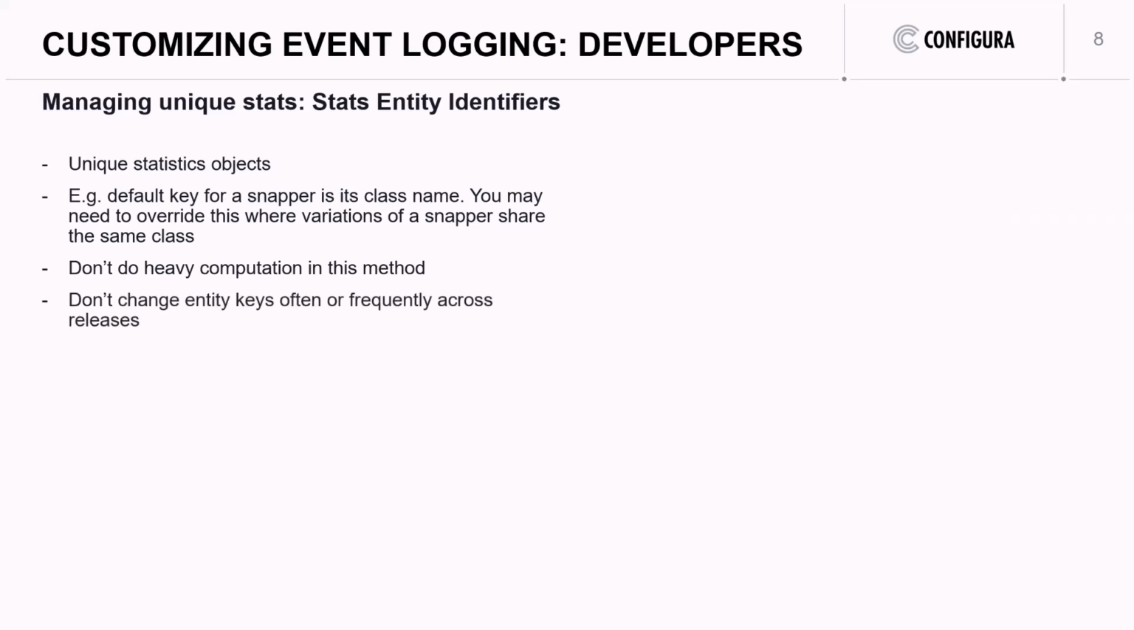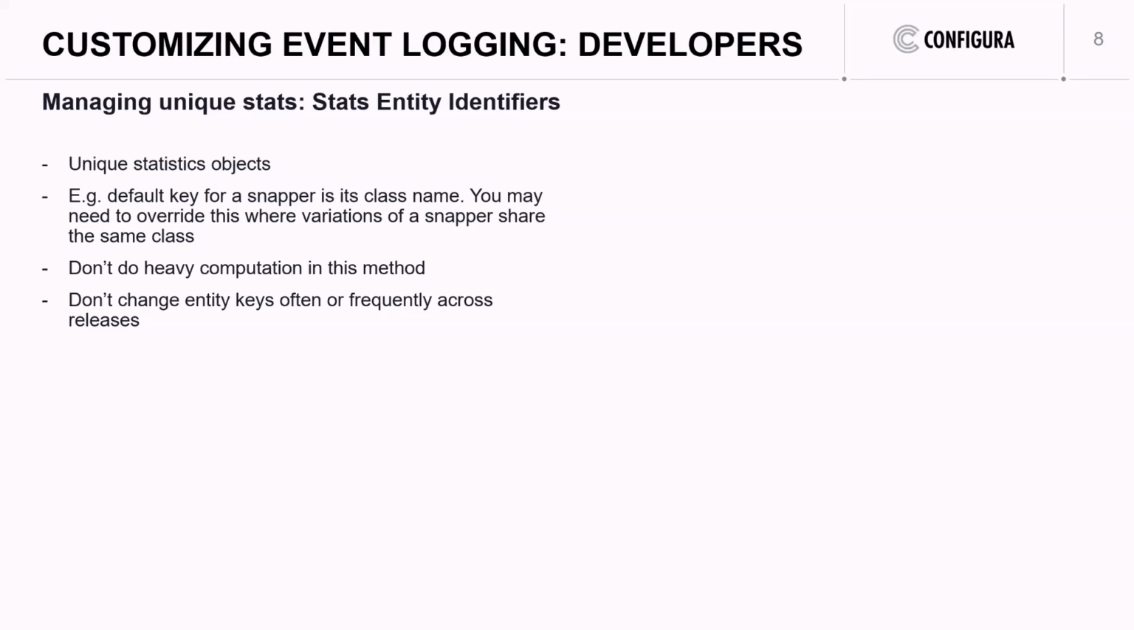Two warnings if you're going to customize this. Similar to concepts like local bounds, just don't do heavy computation in this method because it gets called a lot. You don't want to do something that takes 5 milliseconds or 20 milliseconds in a method that's going to be frequently called, so don't do heavy computation here.